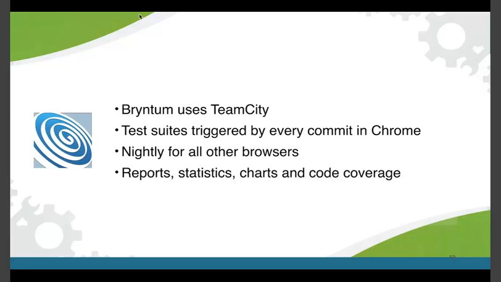And a little bit about our strategy. We use TeamCity by JetBrains. Our test suites are triggered to run in Chrome on every commit, and such a run is completed in less than 5 minutes typically. So we get really, really fast feedback when we push to our Git tree. And then nightly for all the other browsers like Firefox, all the IEs and Safari and so on. And based on that, we get a lot of reports, we get statistics, charts, and code coverage in return.